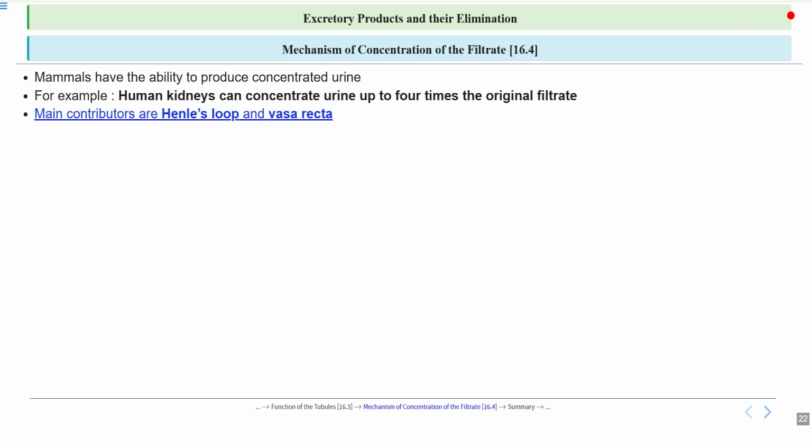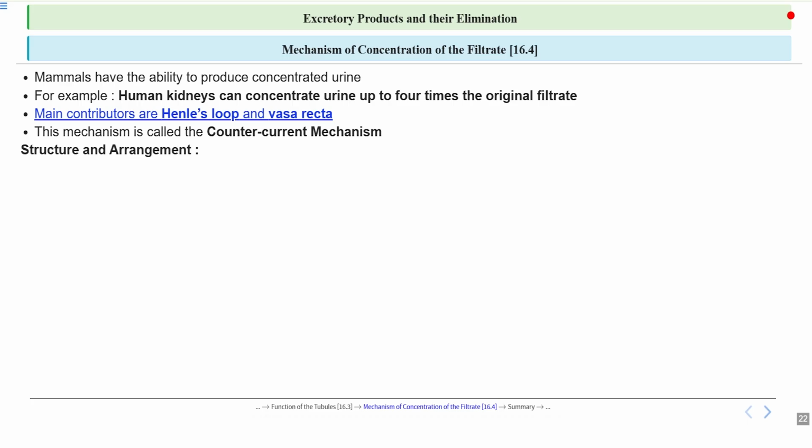The main contributors to this process are Henle's loop and the vasa recta. Think of them as the main engines in the kidney's water saving system, working together to create the conditions needed for urine concentration. This entire process is called the counter current mechanism. So it's like two streams flowing in opposite directions, allowing for maximum exchange and efficiency in concentrating urine.